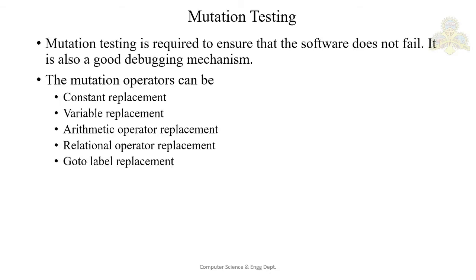Next is mutation testing. Mutation testing is required to ensure that the software does not fail. It comes into the picture once you have done your system testing. So you know your system is working correctly, then you can do this mutation testing. In mutation testing, the program logic or code logic is changed slightly to obtain mutants of the program.